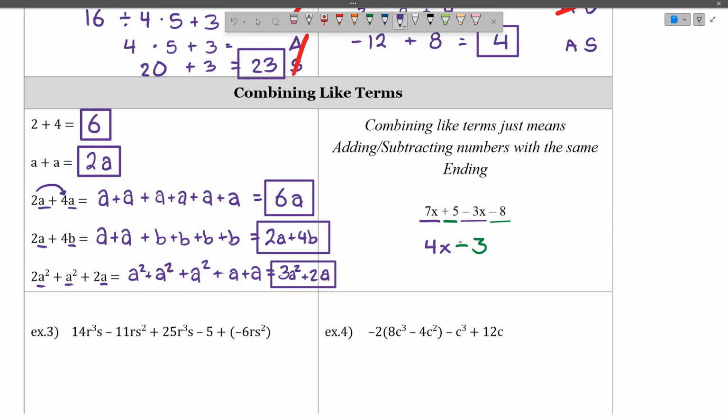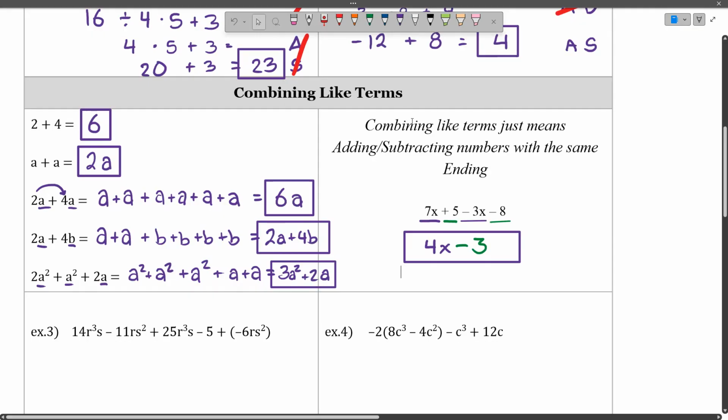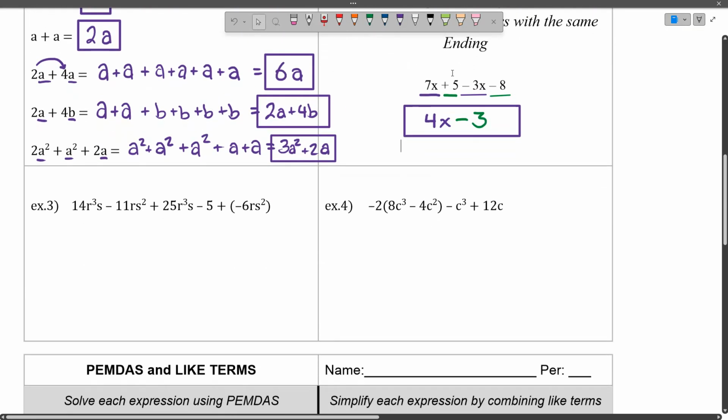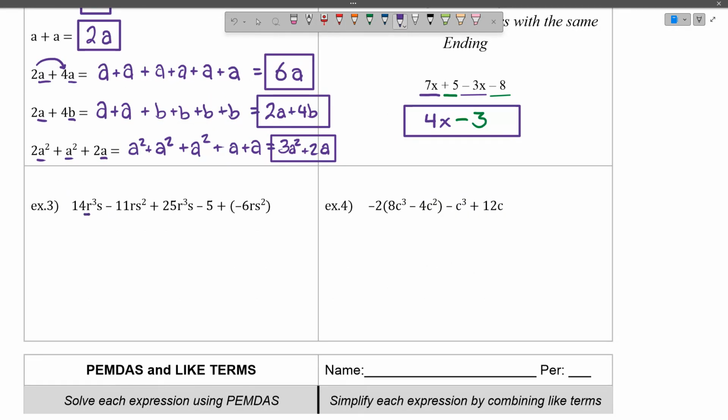And just like that, you've combined like terms. All right, combining like terms is really easy. All you have to do is find things with the same ending and add them together. Let's try 2 more examples. Okay, starting here. I've got r cubed s. Is there anything else with r cubed s? Not this one. That's rs squared. That's different.